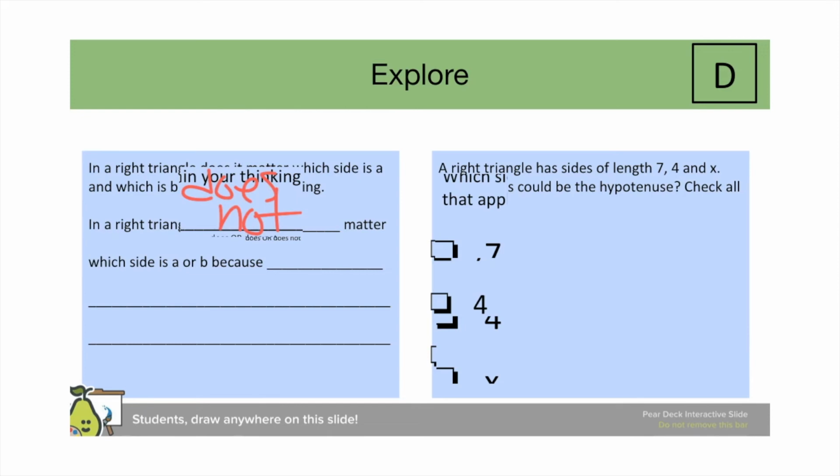A right triangle has side lengths of 7, 4, and x. Which sides could be the hypotenuse? Check all that apply. So 7 could be the hypotenuse as long as x is less than 7. 4 cannot be the hypotenuse since there is a length already longer than that, which is 7. And x can be the hypotenuse if it is longer than 7.